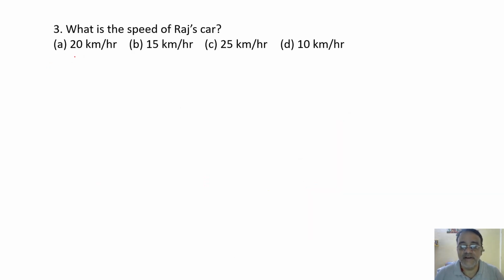What is the speed of Raj's car? So we have to solve the quadratic equation, right? The quadratic equation was x square plus 5x minus 500 is equal to 0. Here, what is the product? Minus 500, right? And the sum is plus 5. Okay, plus 5. So product is negative, so we have to find the factors of 500 such that the difference is 5. 25, 20. Very good.